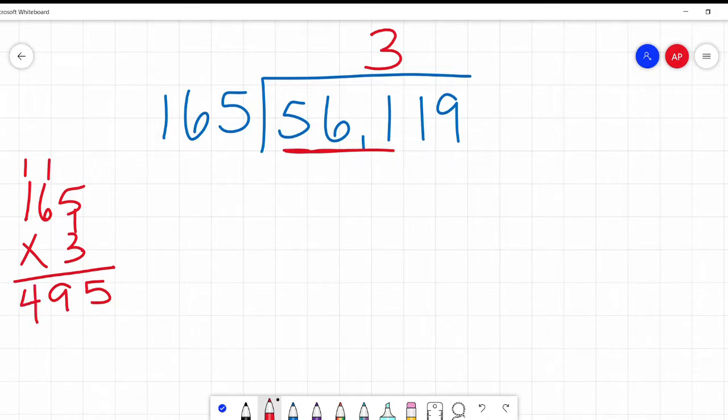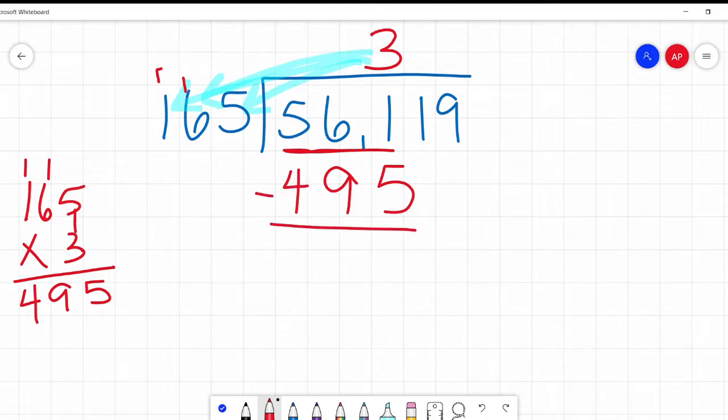Now here's how I would do it if I was doing this in my head. I'd go 3 times 5 is, I'm going to use red to show, 15. Write down my 5. Carry my 1. 3 times 6 is 18, plus that 1 is 19. Write down my 9. Carry my 1. 3 times 1 is 3, plus 1 is 4. Now for some people, with the little ones over on the side, that can get confusing. I totally understand that, in which case just write it over to the left.